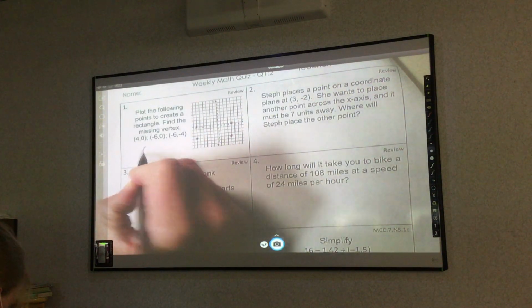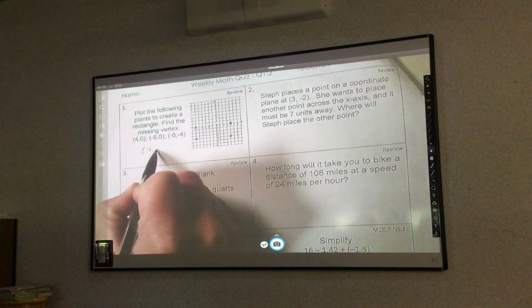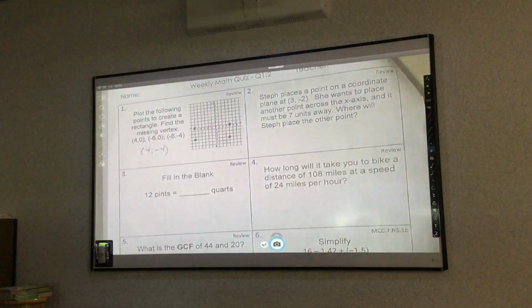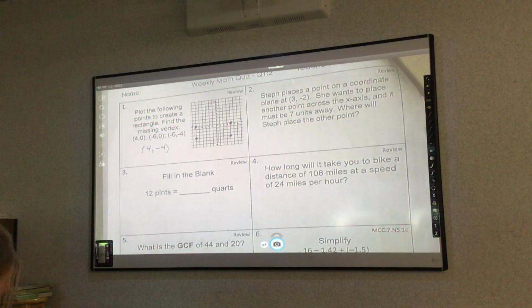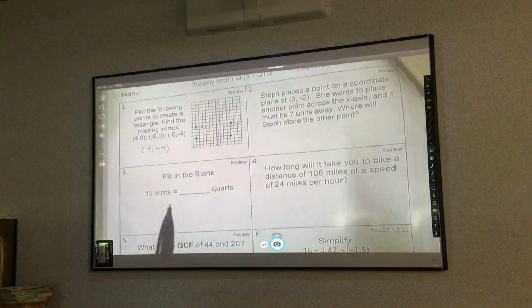So you need to make sure you write the coordinates. It is 4, -4. And I told you last week, if you didn't have the coordinates, it would be considered incorrect.